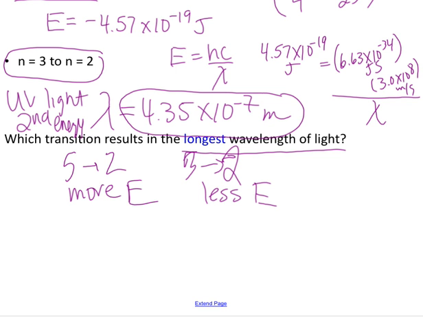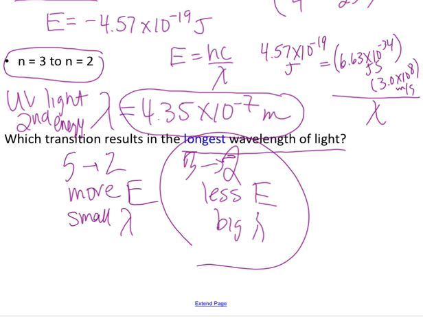So let's relate. More energy is what to wavelength? Small, big. So what's the answer? 3 to 2. Okay, so you need to be able to take it to energy, to wavelength, to frequency. You need to be pretty comfortable with those comparisons. All right?